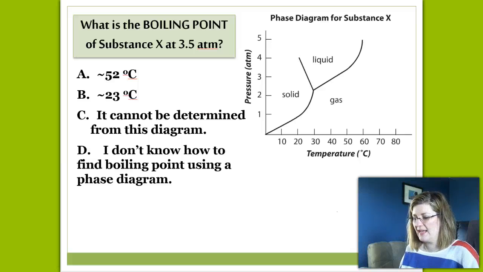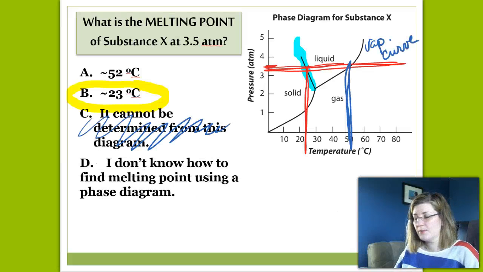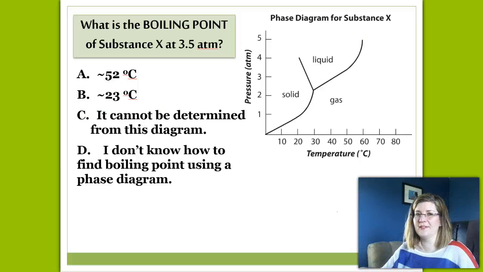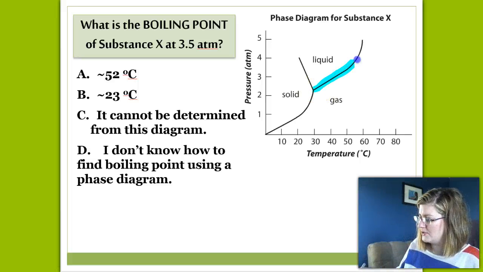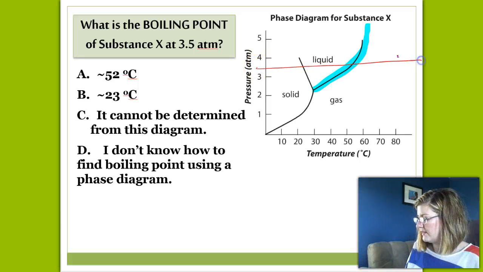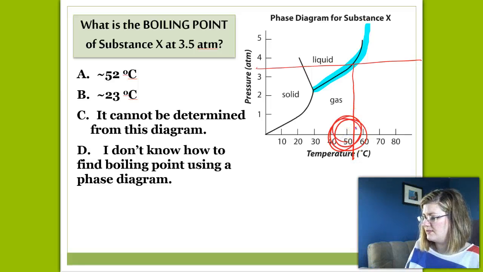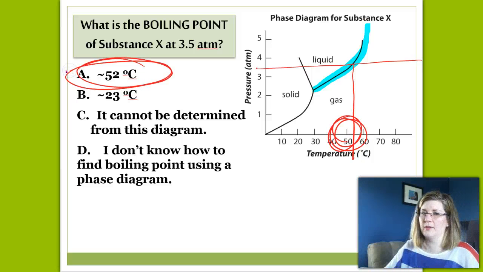So we did just look at what is the melting point at 3.5 atm. We're looking at the exact same diagram. Our melting point was 23. Try your hand at this. I think I gave it to you already. If this is our vaporization curve and this defines our boiling points, then we need to take our 3.5 all the way over to that line and then drop it down. And we find somewhere in the 50s is our boiling point. And the closest we have in our options here is 52.